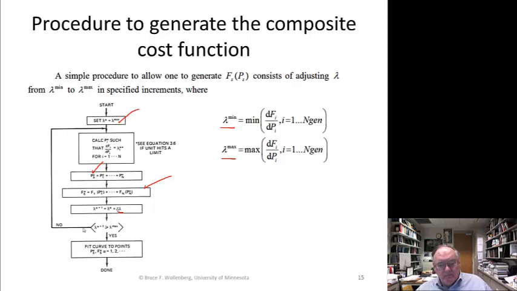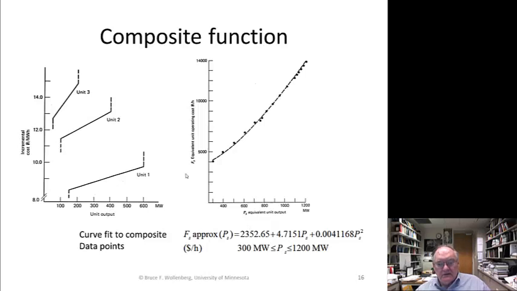So I keep calculating points like this. So here's my 3 units, and I calculate a point here. Then I increment lambda, and I calculate a point here and a point here all the way up to the top. So I keep incrementing lambda and getting points. So this is a point. This is the total cost versus the P output.